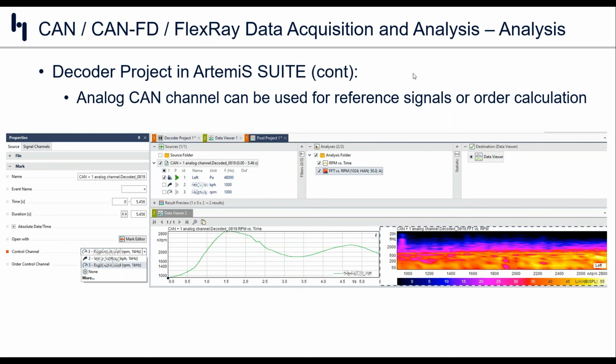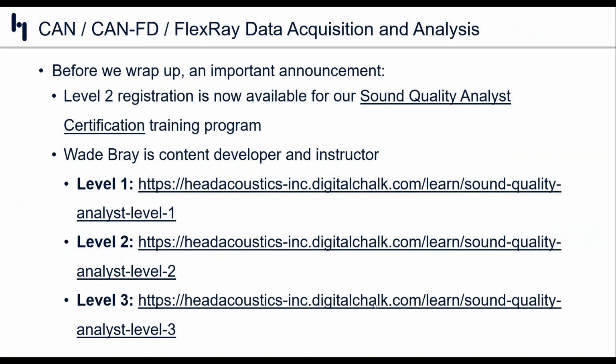Okay, so analog CAN channels can be used as reference signals or order calculations. So that's done in the source pool. Right-click, go to Properties, choose Control Channel or Order Control Channel. And here I have shown an RPM channel. Our RPM channel was chosen as the reference channel. So we have an RPM versus time shown, as well as an FFT versus RPM. All right, so with that, that concludes our CAN portion, if you will.